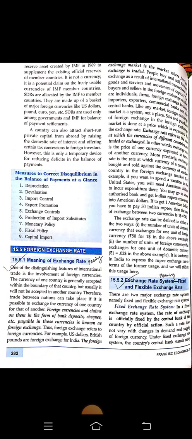Next, there are two types of foreign exchange rate system. One is the flexible and the other is the fixed exchange rate. First, we are going to understand the fixed exchange rate. In a fixed exchange rate system, the rate of exchange is officially fixed by the central bank of the country by official action. And in the flexible exchange rate system, the exchange rate is left free to be determined by the foreign exchange market by the forces of demand and supply. The flexible exchange rate can also be called the floating exchange rate.